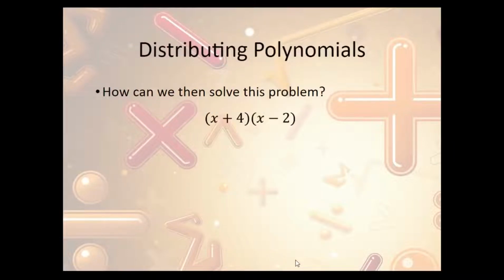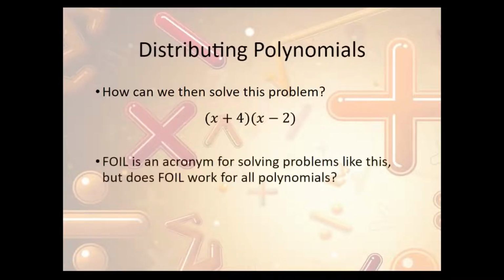So then how do we solve something like this? x plus 4 times x minus 2. Well, maybe you heard of this term before, FOIL, which means first, outside, inside, last. So you multiply the firsts and then the outsides, so this one and this one, then the insides, then the last ones. Well, that might be what you've heard in the past, or maybe you haven't, but does it work for all polynomials? So can I do it with this?